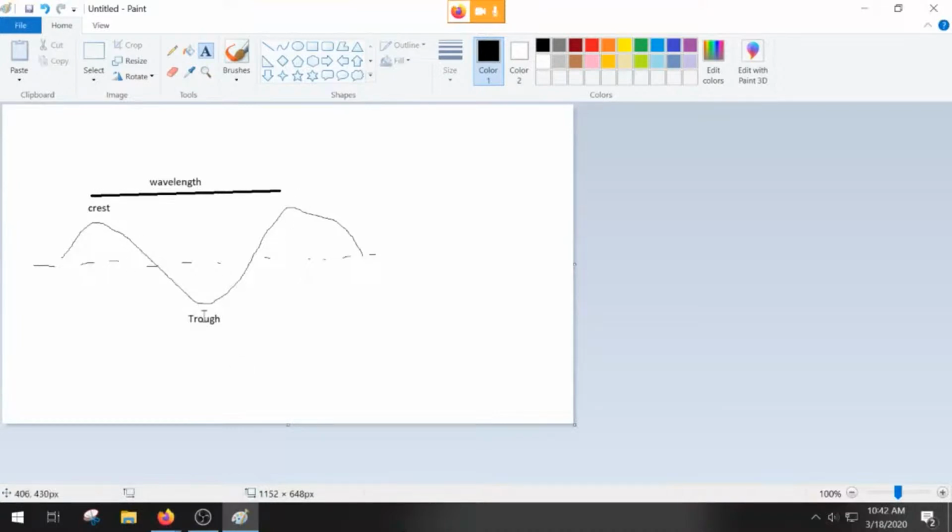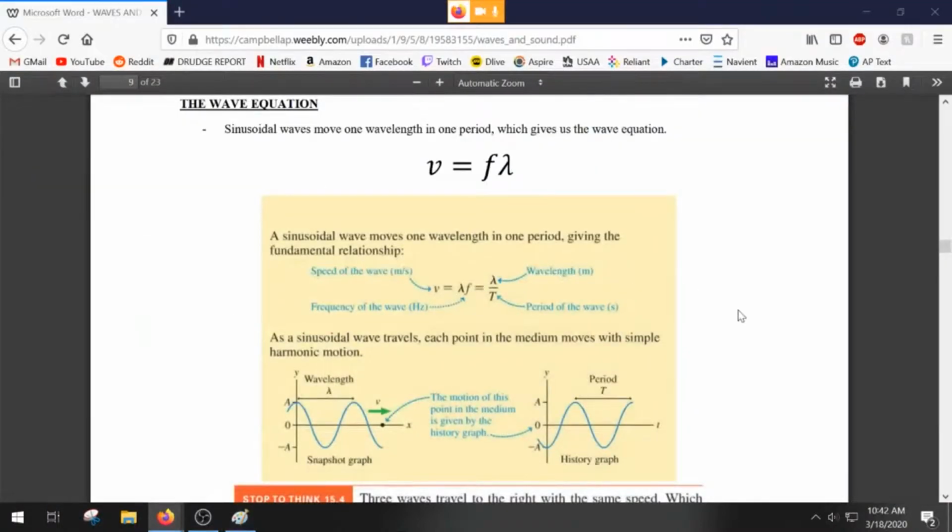So make sure you're comfortable with these vocabulary terms because you're going to see trough and crest a lot in some of these problems, right? So again, your trough is just your low point, your crest is your high point. And sorry for the terrible drawing.